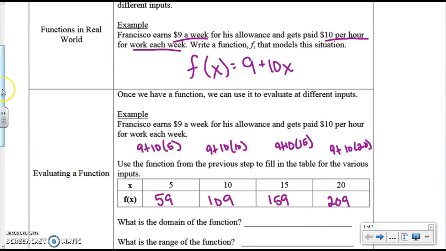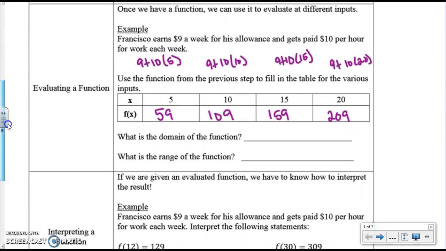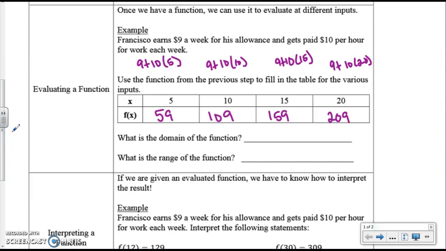Okay, so what we're looking at here is kind of what's our situation? How many possible hours could he work for our x values? What's our domain? Now, since it's not possible to work a negative number of hours, I know that my x has to be greater than or equal to 0. I don't have to pick 5, 10, 15, 20. I could pick 2 or half an hour, and so forth and so on. So that's kind of how we get that.